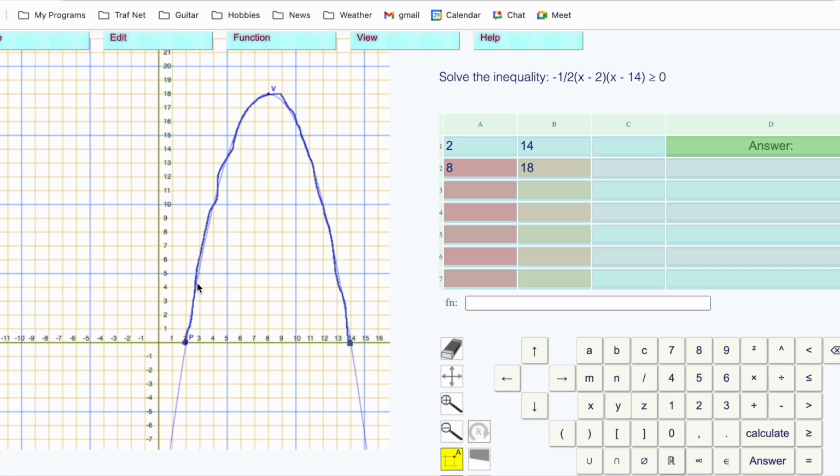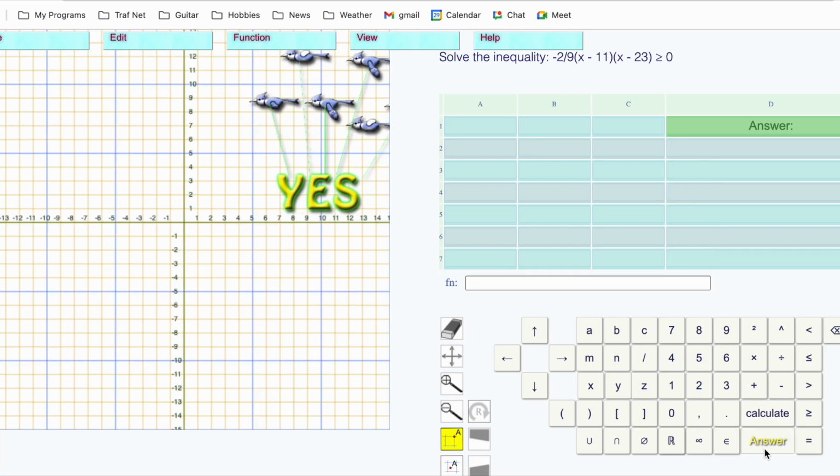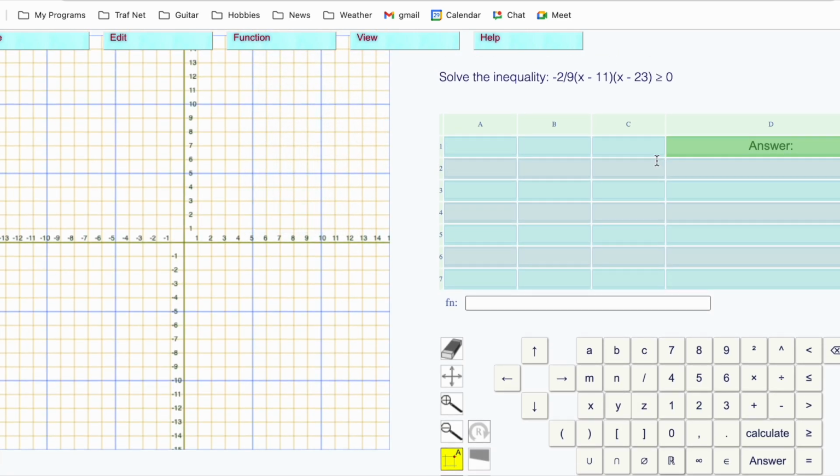That region. That's when x is a member of, from 2 to 14 included. X is a member of, accept bracket on the 2 to the 14, accept bracket on the 14, and then we press answer to see if we're right. And that is it for level 9.